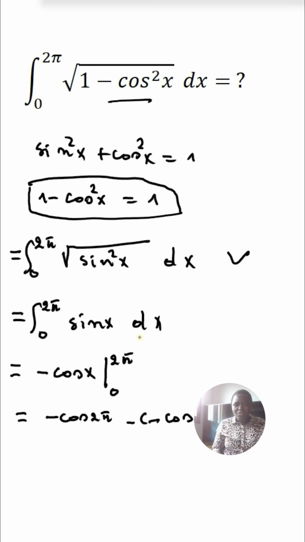cosine of 0. And then what do they get? They get minus cosine of 2 pi, this is minus 1, and minus cosine of 0, this is minus 1. Minus 1 times minus, this is plus 1, and they get the answer to be equal to 0. And this answer is wrong.